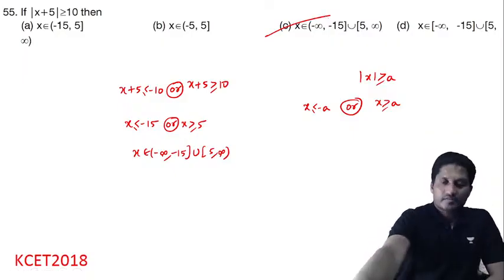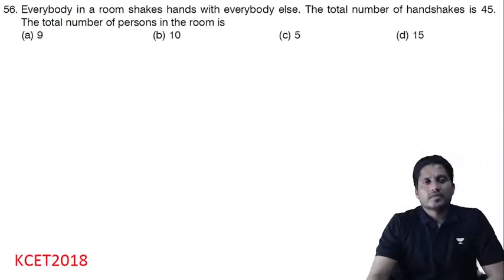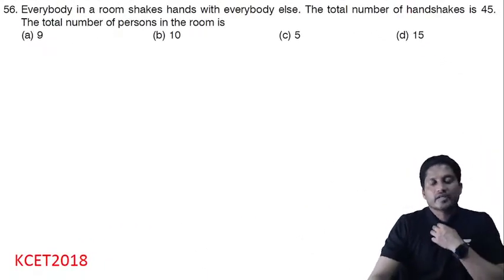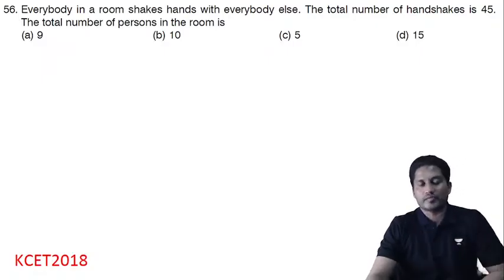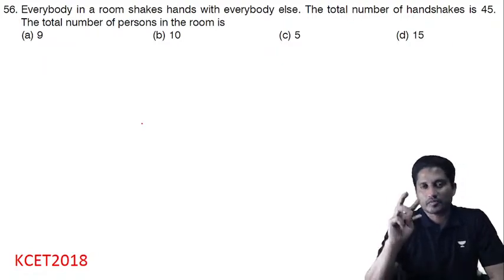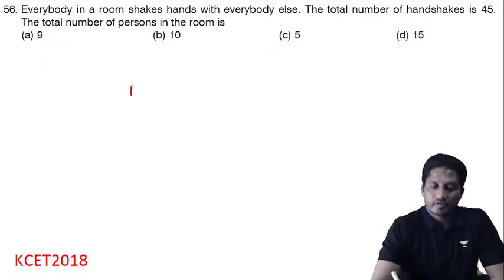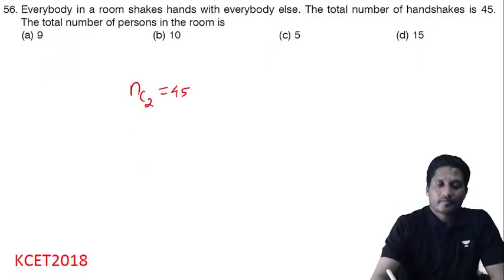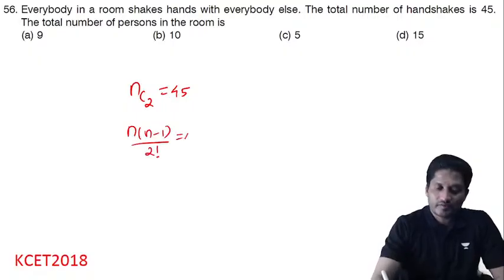Right, let's move to the next question. Everybody in the room shakes hands with everybody else. The total number of handshakes is 45. Number of people in the room? Assume the number of people in the room is n. A handshake is possible only between two people. So nC2 is equal to the number of handshakes, 45. So n into n minus 1 divided by 2 factorial is equal to 45.